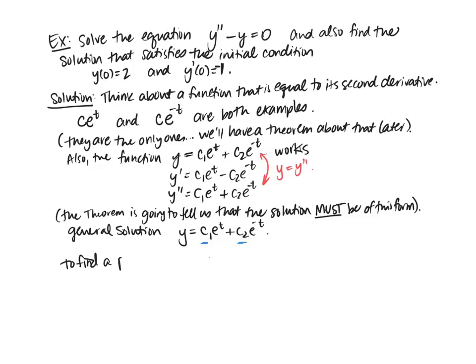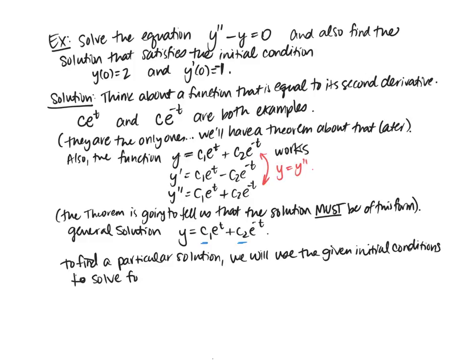So to find a particular solution, we will use the given initial conditions to solve for C1 and C2. So we had this differential equation, and this was our general solution. And our initial conditions were y of 0 is 2, and y prime of 0 is negative 1.